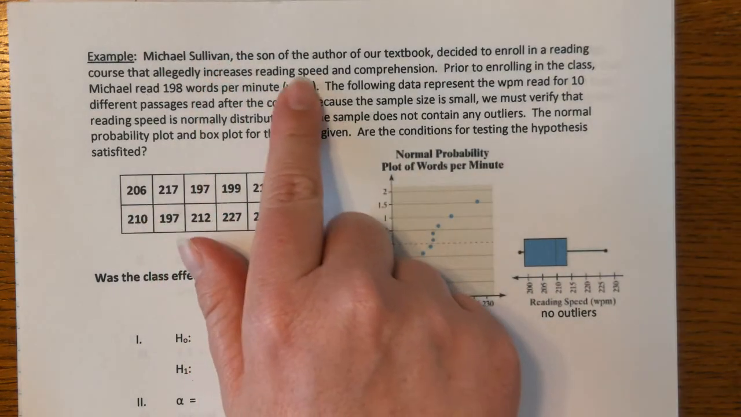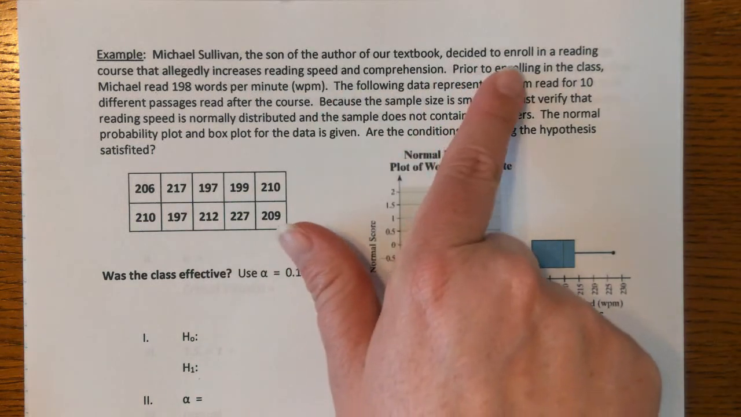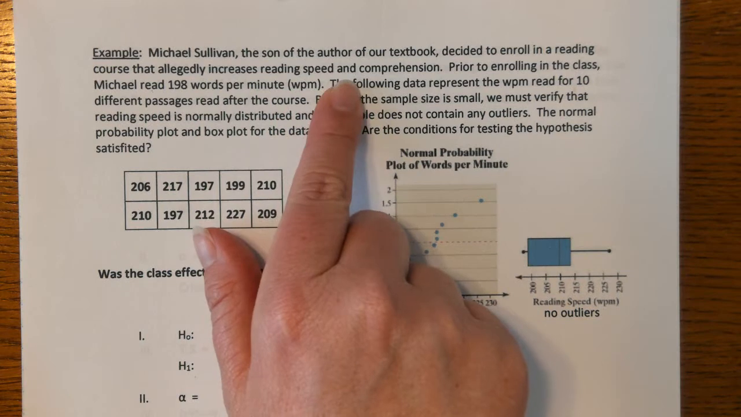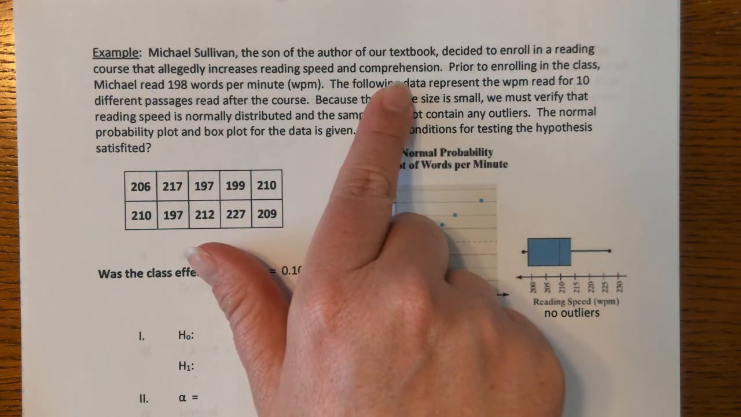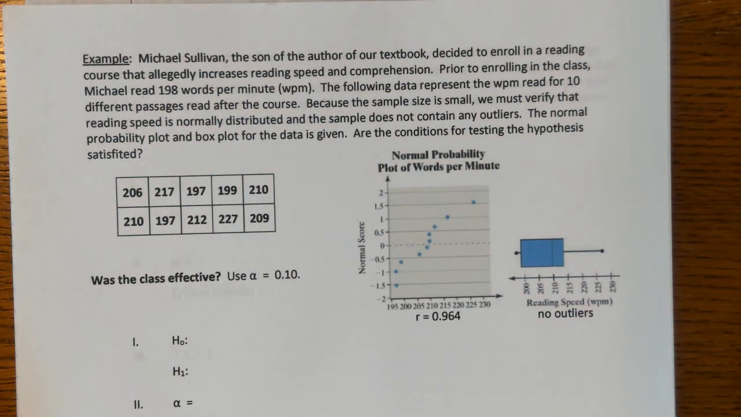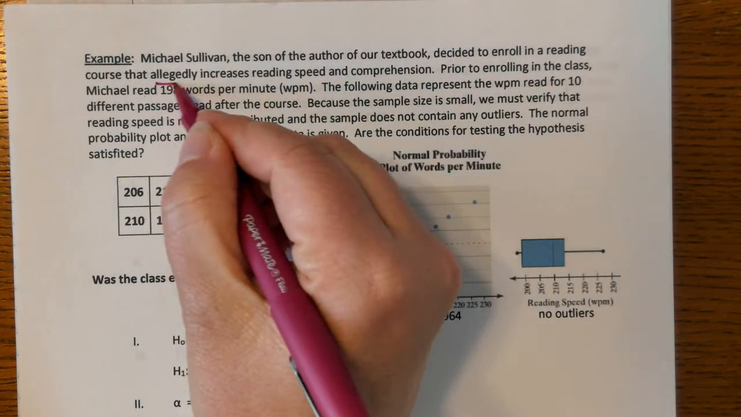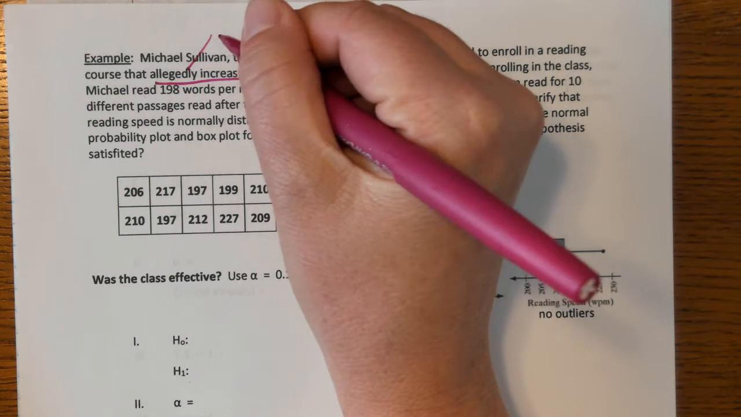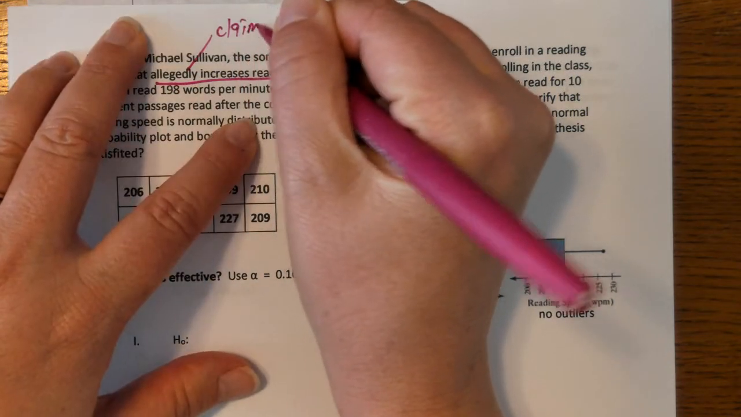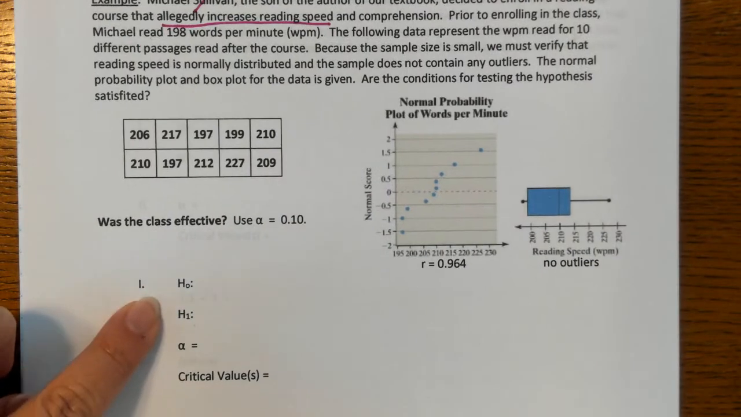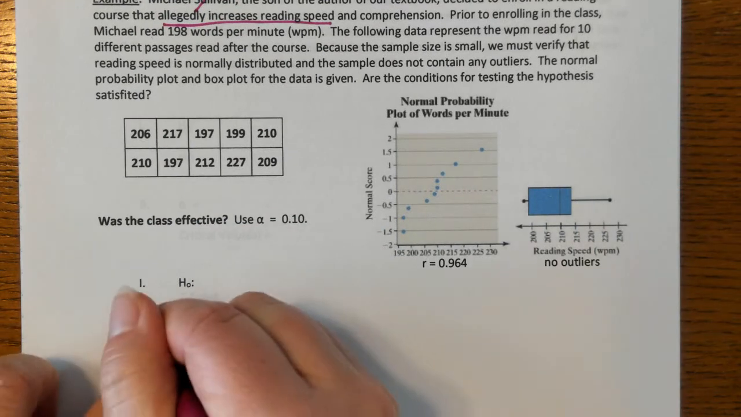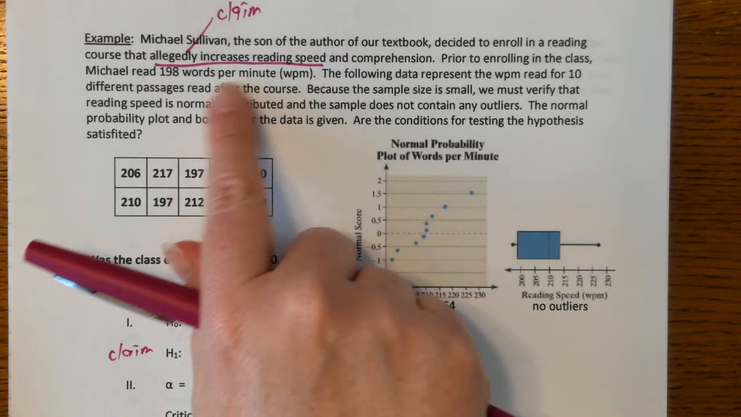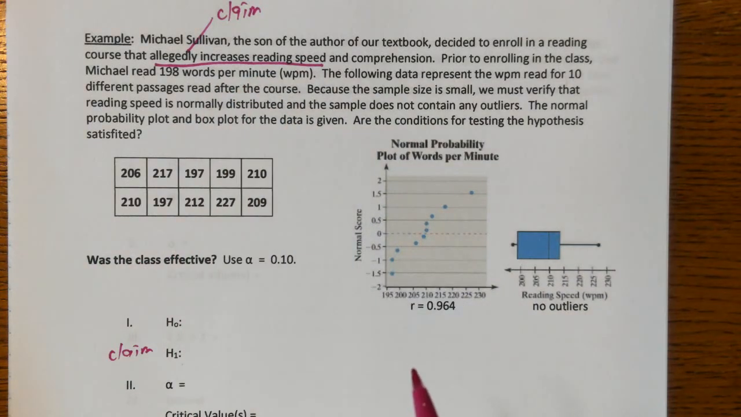Michael Sullivan, the author of our textbook, has decided to enroll in a reading course that allegedly increases reading speed and comprehension. Now, point out that if it allegedly increases the speed, that's a claim. So when we write our null and alternative hypotheses in a minute, that's going to be our H1, our alternative hypothesis. That's the claim.